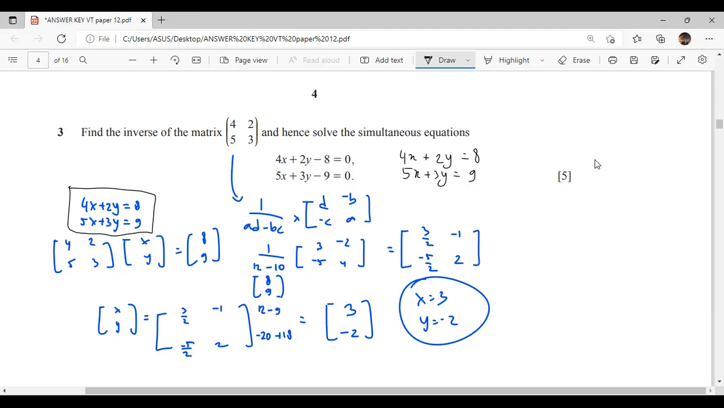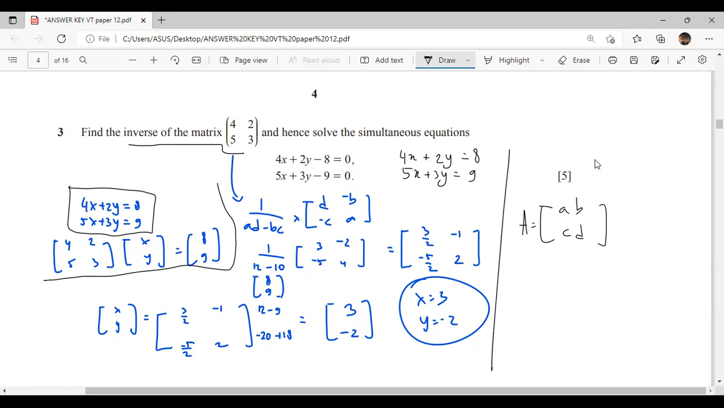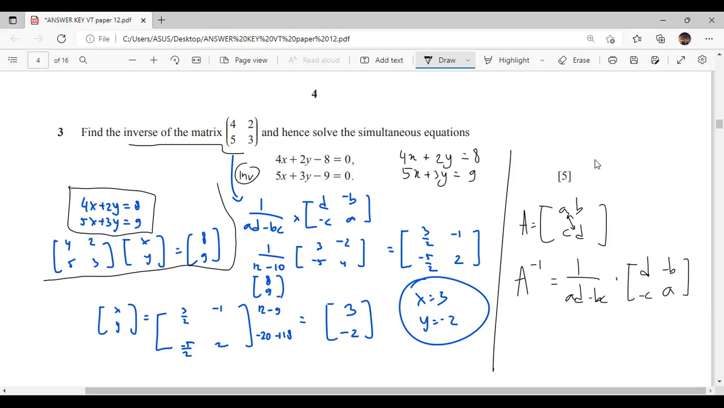And then you find the inverse of the matrix. The formula of the inverse will be like this. Okay, if I have matrix A with entries a, b, c, d, the inverse of A is 1 over (ad minus bc) times the matrix d, -b, -c, a. You swap the positions of a and d, and you don't switch the positions of b and c, but you change them to negative. Right? This is the formula of the inverse. Okay, and then ad minus bc: a times d, right? 12 minus 10.